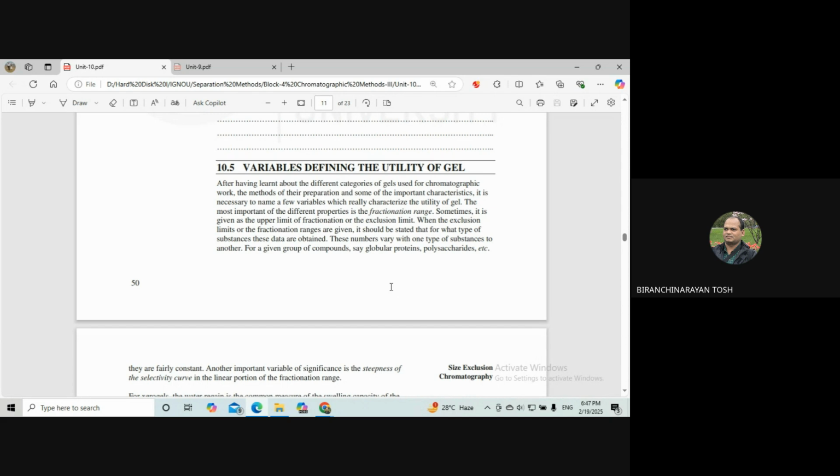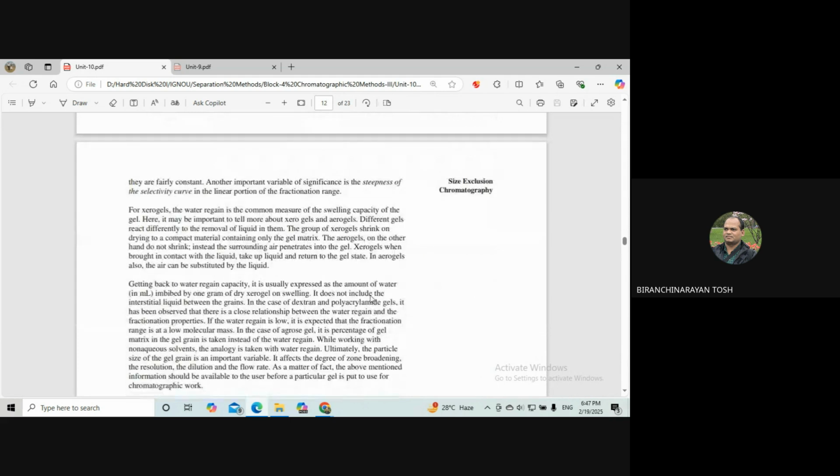Getting back to water regain capacity, it is usually expressed as the amount of water in milliliters imbibed by 1 gram of dry aerosol on swelling. It does not include the interstitial liquid between the grains.